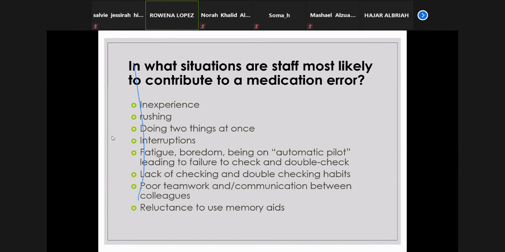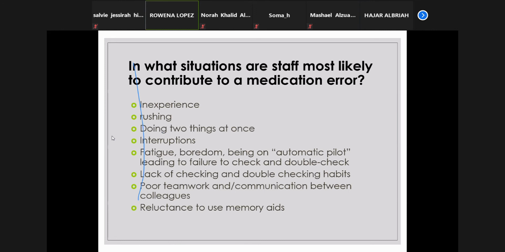So in what situations are staff most likely to contribute to medication error? Inexperience, okay? If you're newly graduated from the university and you work in a hospital without somebody teaching you, then it will be difficult because there will be no guidance. You might forget the things that you have learned previously in school, because school and clinical in the real scenario of work are actually different experiences. It's entirely different. Rushing. If you're given, for the first time, 3 patients to handle, you keep on rushing and sometimes you will have medication error.